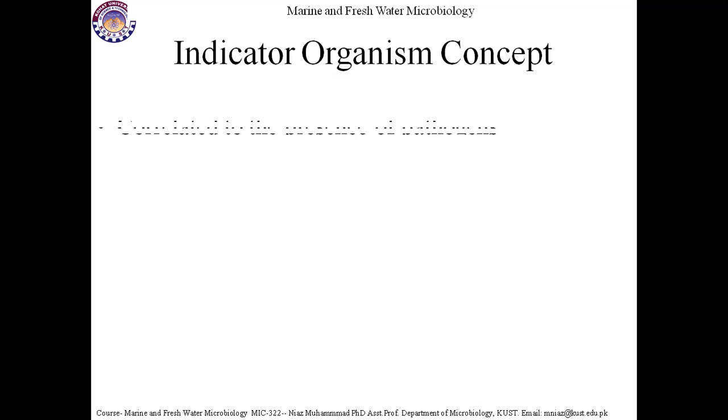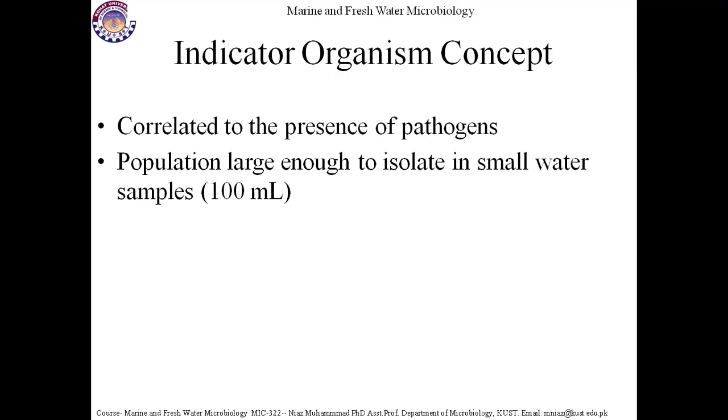What is the indicator organism concept? Its presence is correlated to the presence of pathogens. If that microorganism is present, maybe others are also present. If that particular indicator organism is not present, others are also not present. The population is large enough to isolate in a small water sample, and it can be detected easily even in 100 ml.